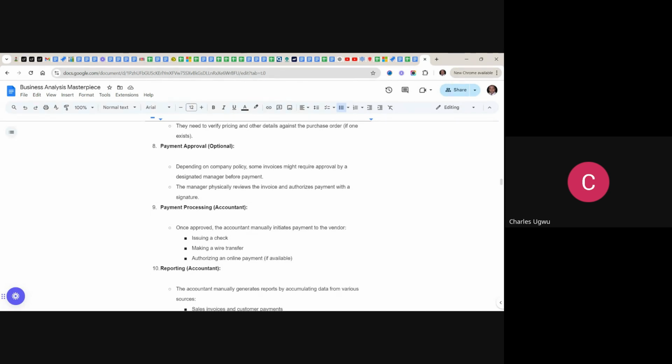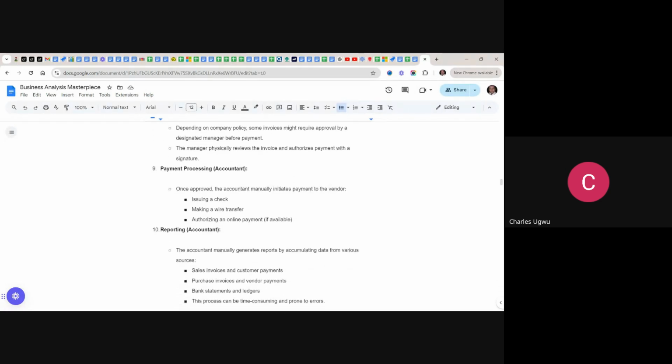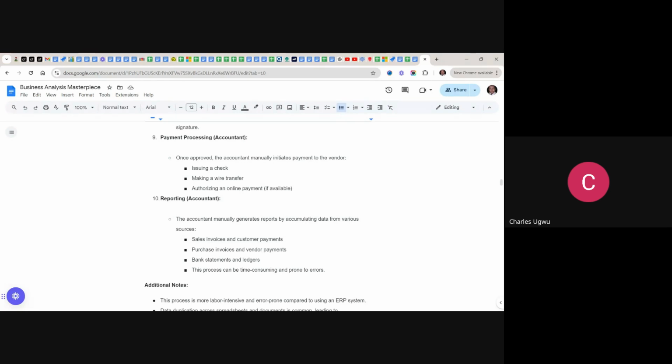Once approved, the accountant manually initiates payments to the vendor. The accountant issues a check, makes a wire transfer, or authorizes an online payment if possible or if available. And then reporting, still the accountant. The accountant manually generates reports by accumulating data from various sources like sales invoices and customer payments, purchase invoices and vendor payments, bank statements and ledger.